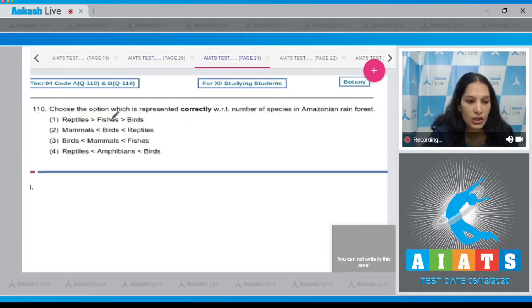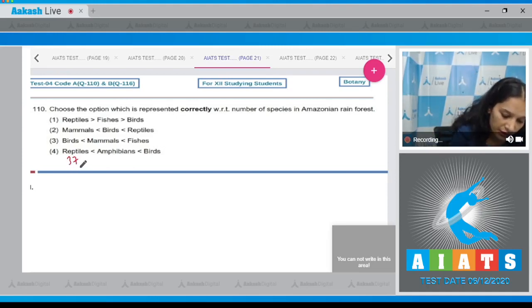Question number 110. Choose the option which is represented correctly with respect to the number of species in Amazonian rainforest. In Amazonian rainforest, the number of reptiles is least, and that is 378. Now, second, for amphibians, it is 427. And for birds, it is 1300. For fishes, it is 3000. And for mammals, it is 427.